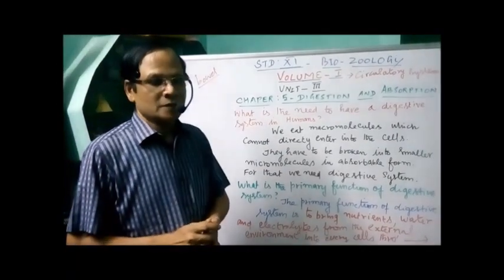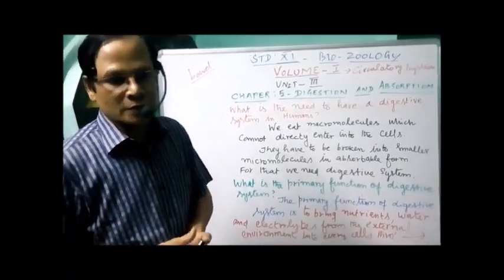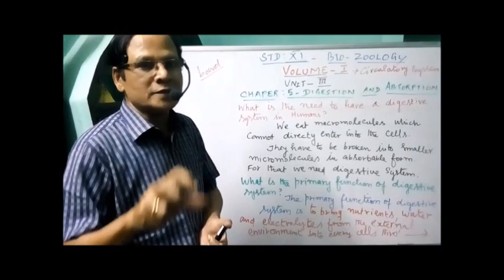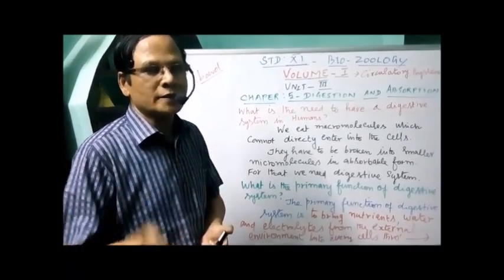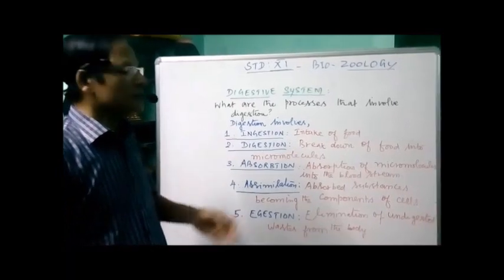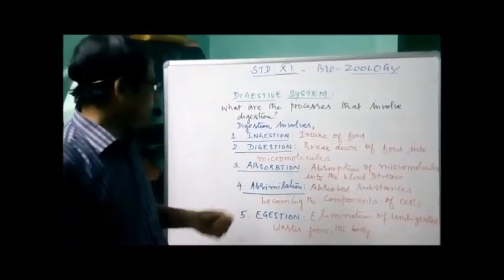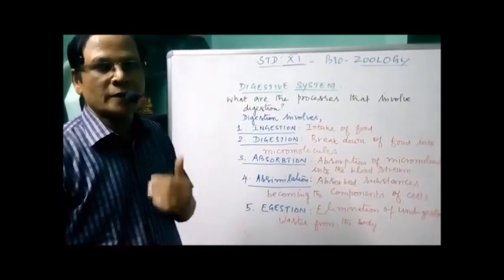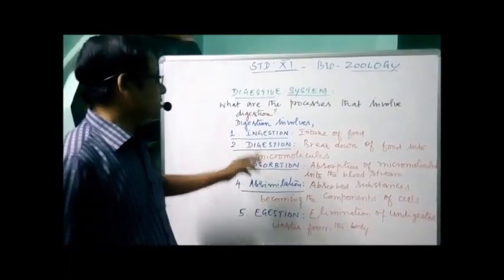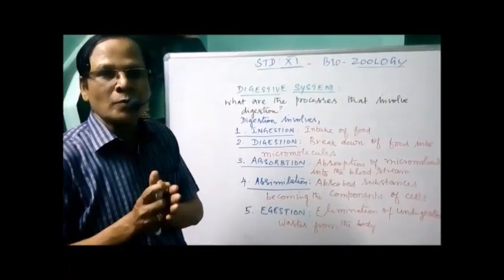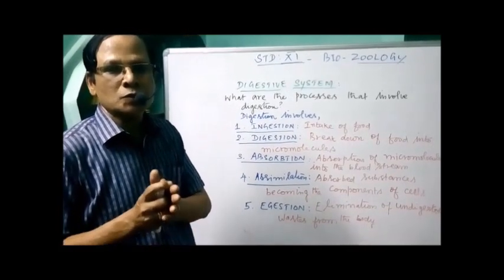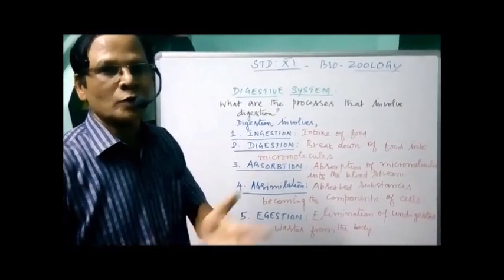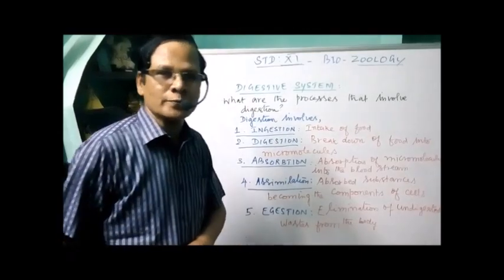Now, the process of digestion involves a number of processes, altogether five. What are the processes that involve digestion? Number 1, ingestion. It is nothing but the eating process, or intake of food. Then digestion. This is the breakdown of complex food materials into simple, soluble, absorbable micromolecules with the help of enzymes.